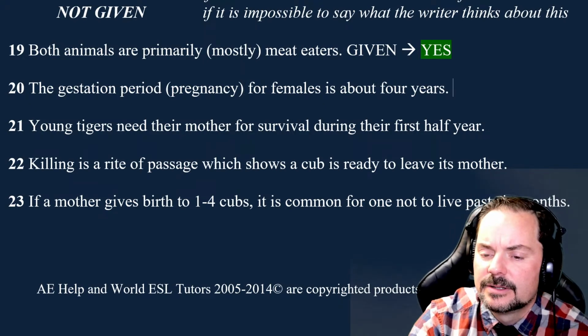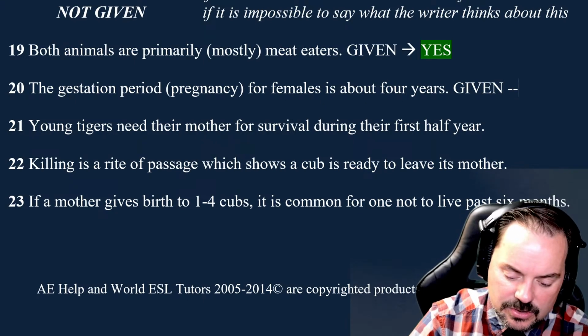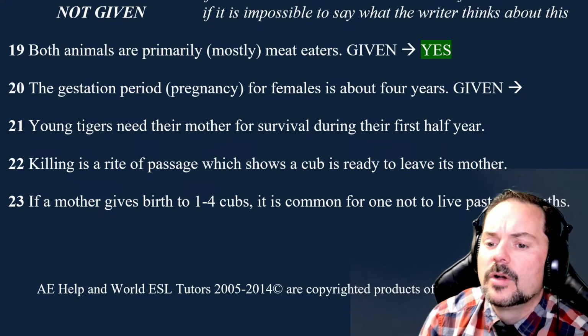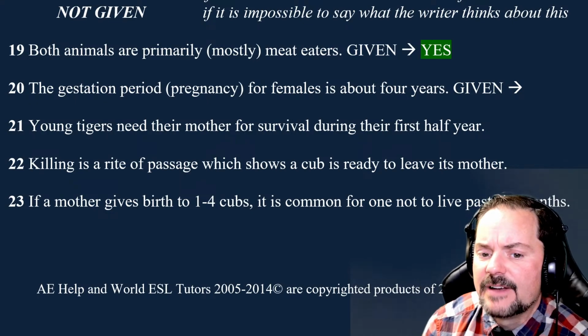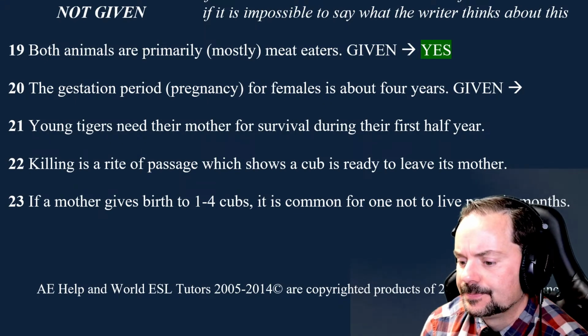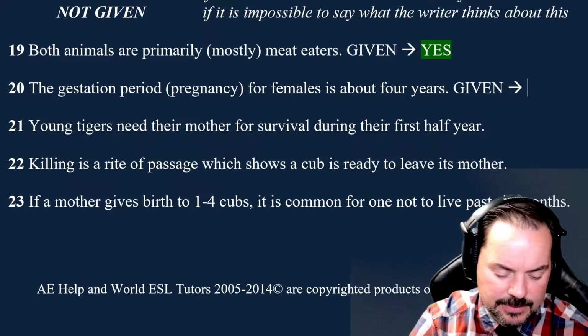It is important, and in the case of tiger, it's given. Okay, so it is given. And is it true? Is that a fact? According to this passage, are females pregnant for 4 years? No, it is false. So it has to be a no, right?